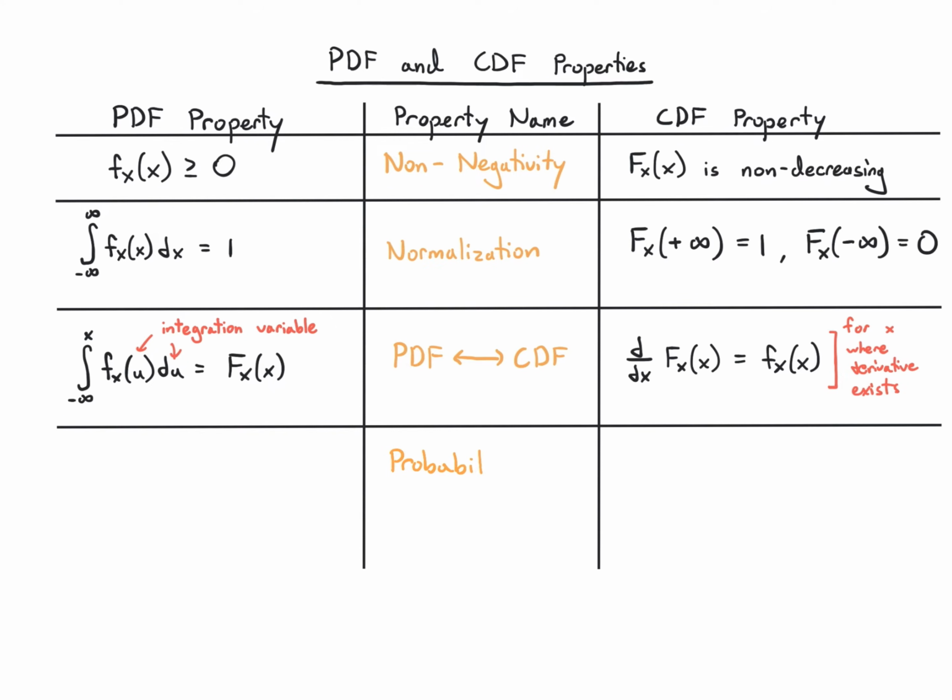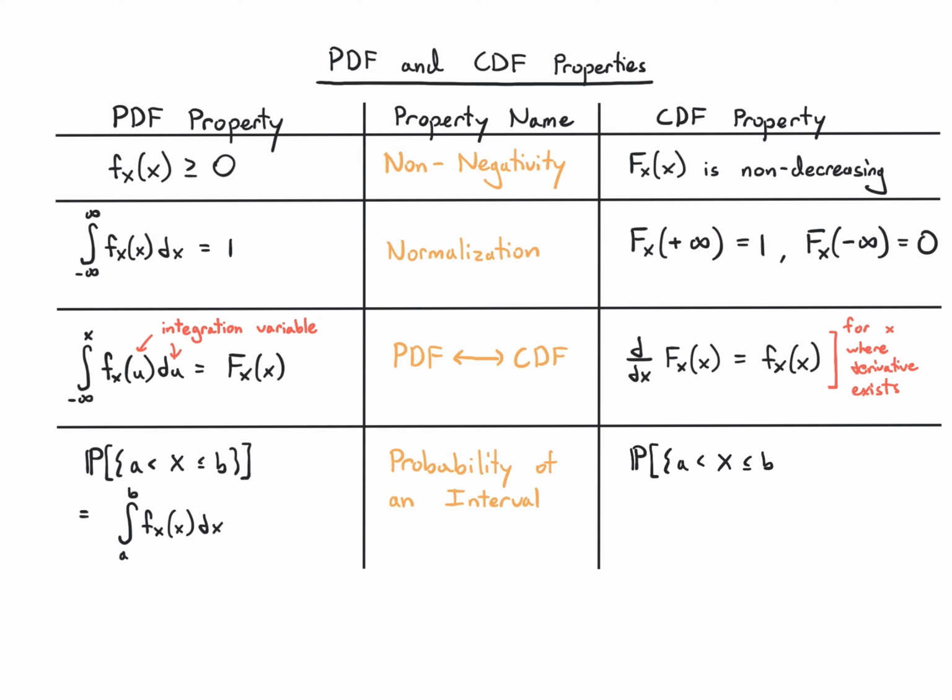Finally, if I want to know the probability that I fall into an interval, if I use the PDF, the probability I fall between a and b is the integral from a to b. And for the CDF, it's the difference in CDF values, starting from b, subtracting a.